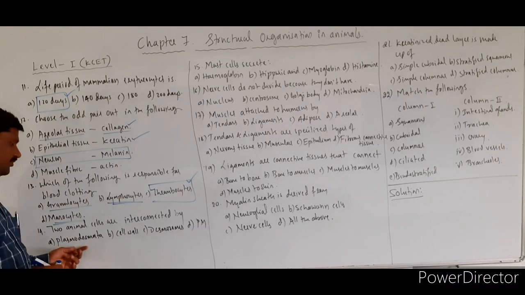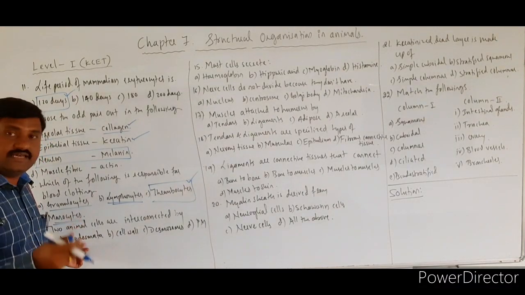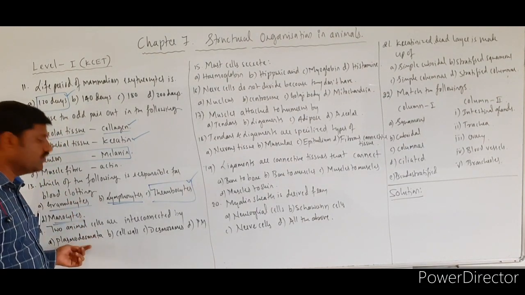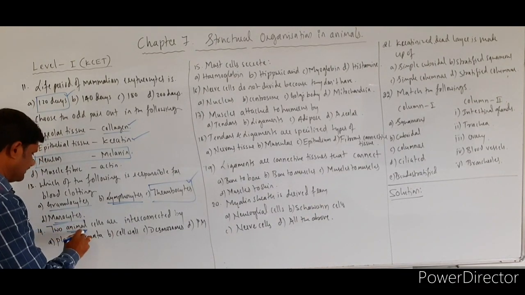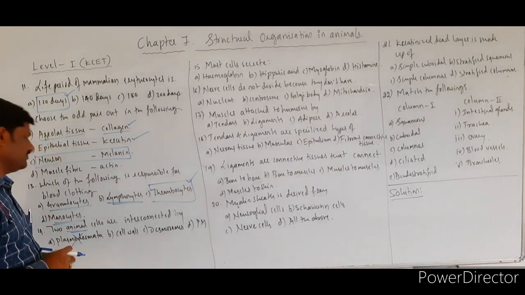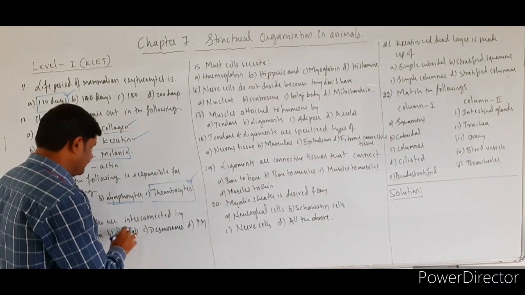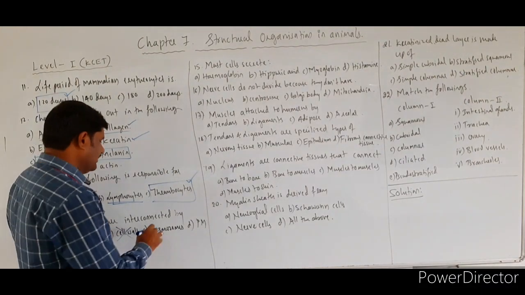So one is plasmodesmata. Of course, intercellular connections are there. In case of plant cells, they are named as plasmodesmata. That's why he has mentioned animal cell. That's why this is not a correct answer for this question. Cell wall doesn't interconnect two cells. So that's why cell wall is also not there.